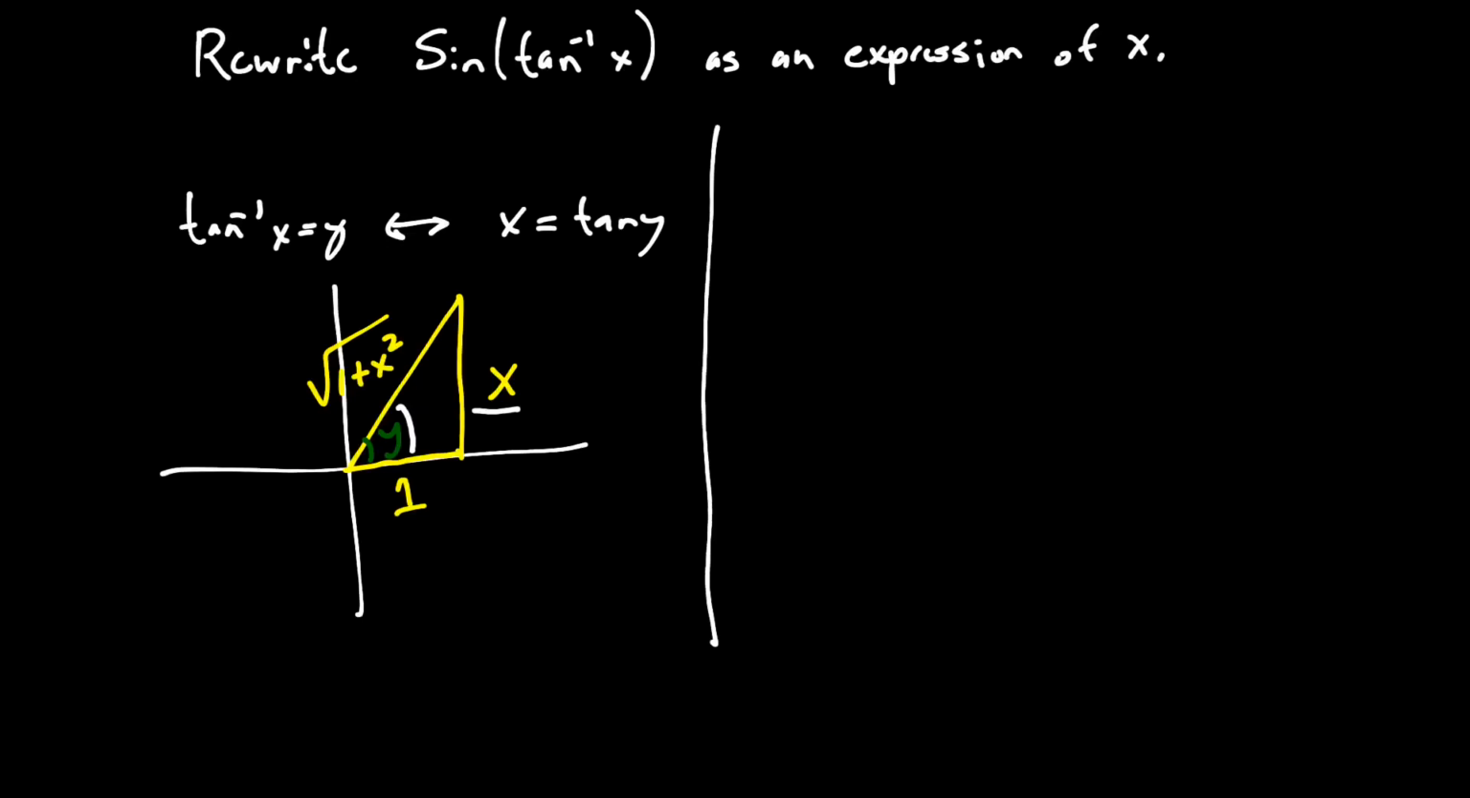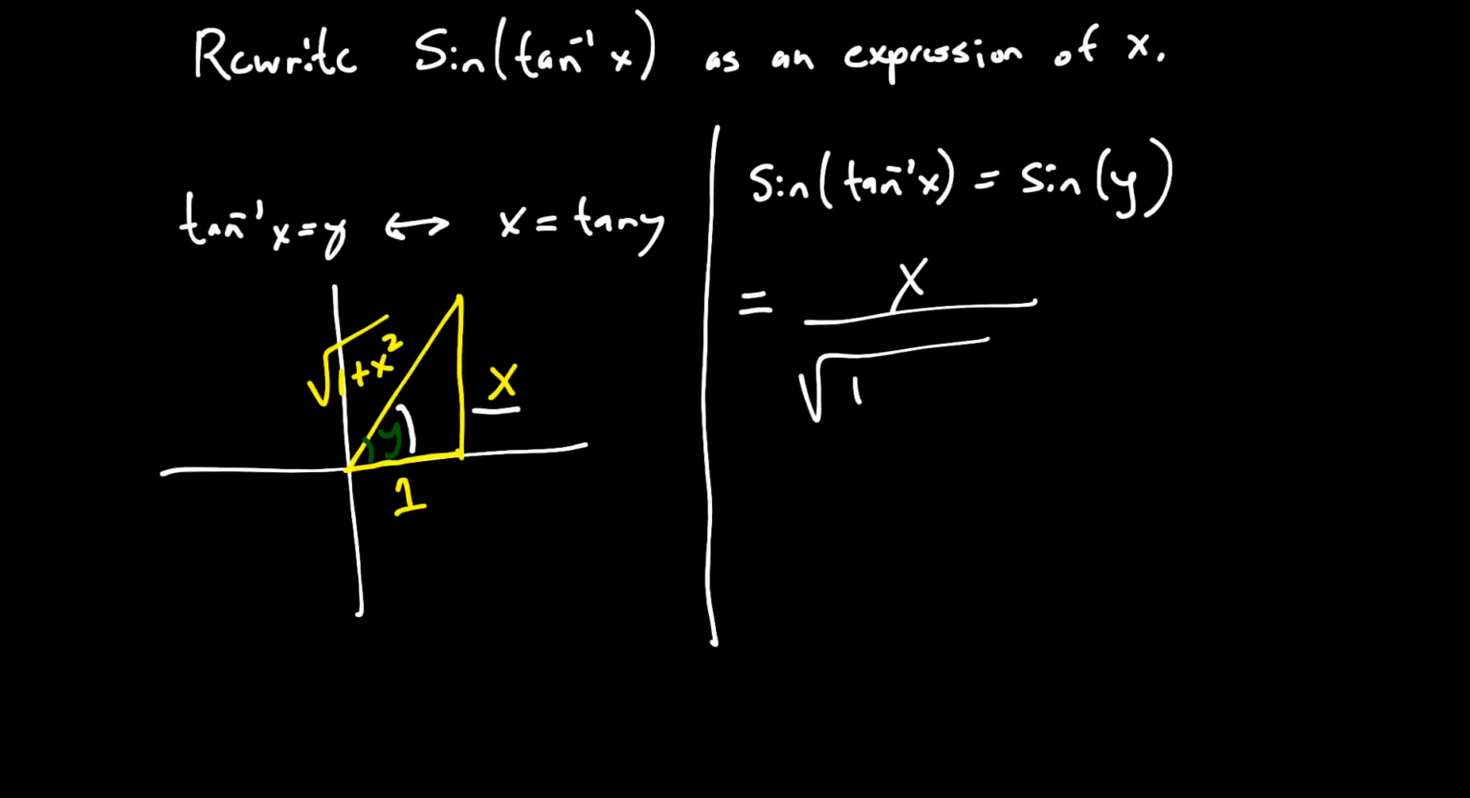So what we can do is rewrite sine evaluated at tan inverse of x as sine evaluated at y. Sine evaluated at y is going to be equal to the side opposite of y divided by the length of the hypotenuse, which means we can rewrite this as x divided by the square root of 1 plus x squared. And this here is the answer.